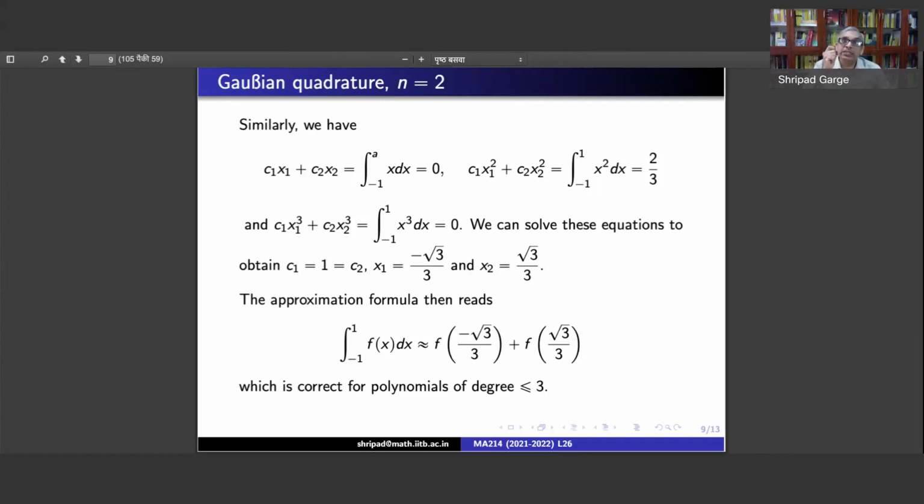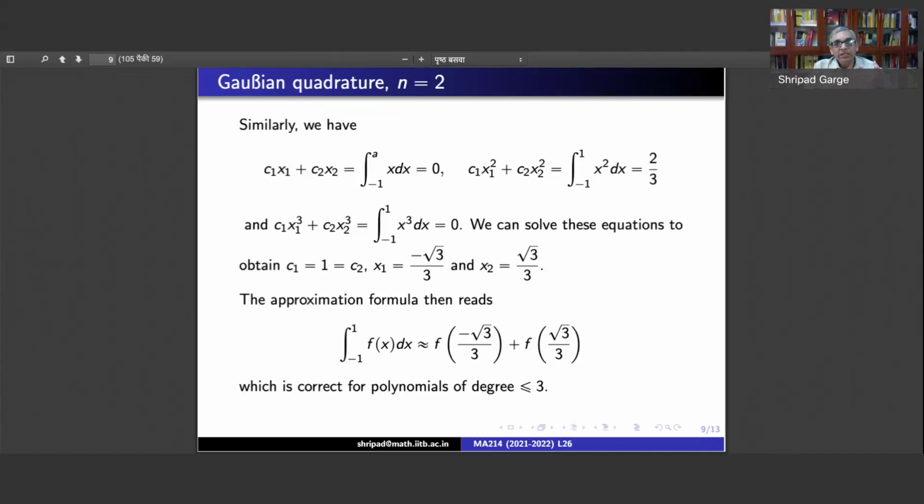So we have chosen these nodes optimally, not using the endpoints or having equally spaced points. This is an optimal choice of nodes which gives us the answer. This is exactly how the general case will also work. So we will now go from n equal to 2 to higher n, and we will see how to compute these constants. So the general formula is now similar.